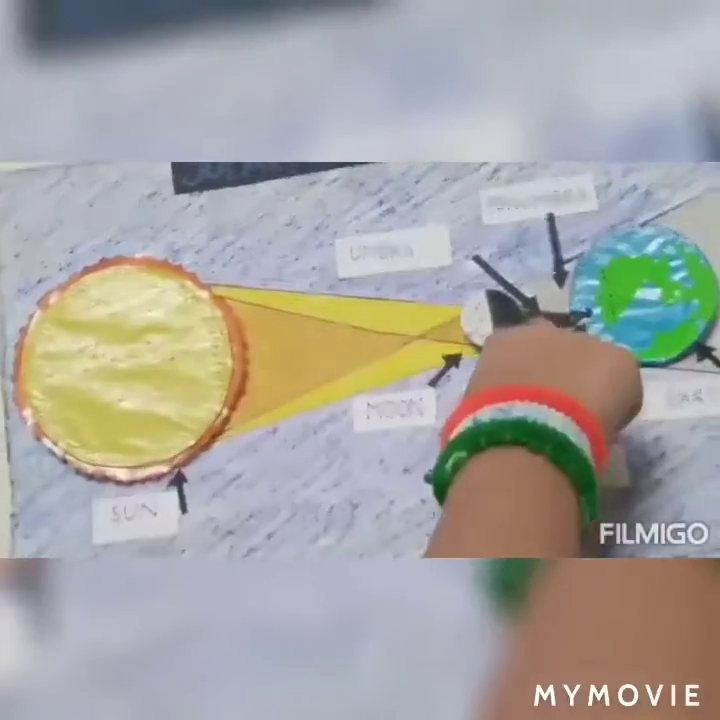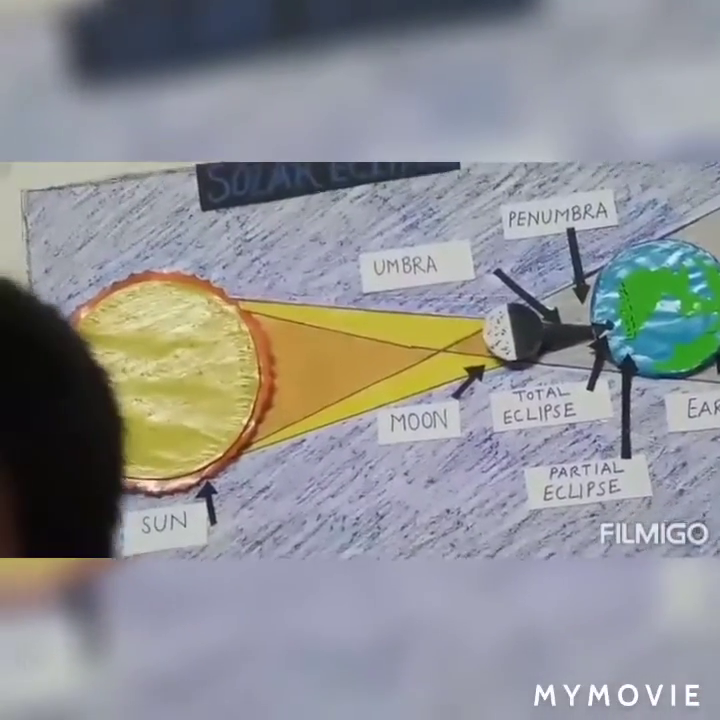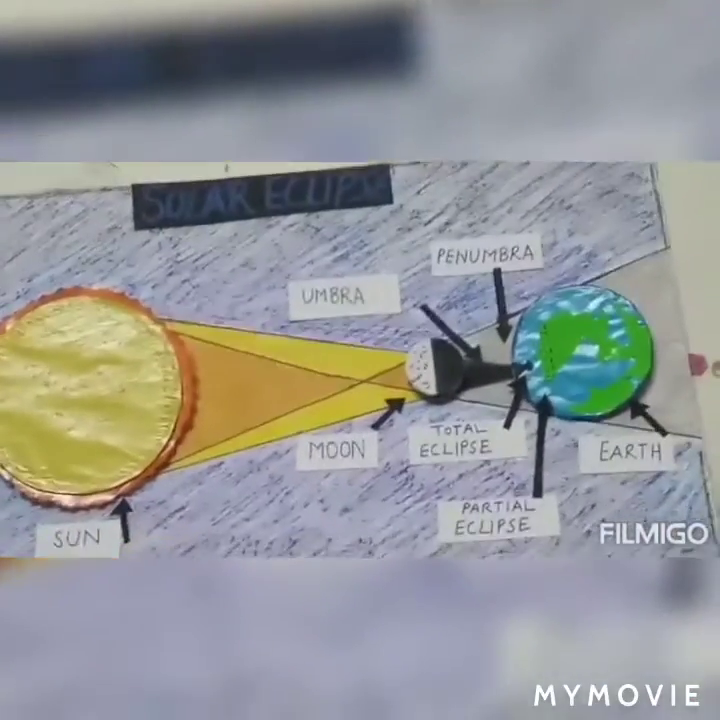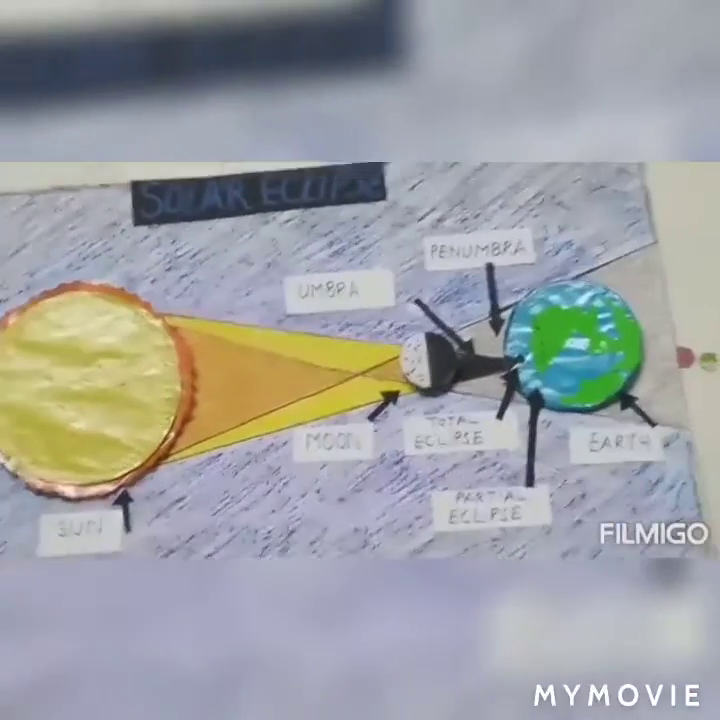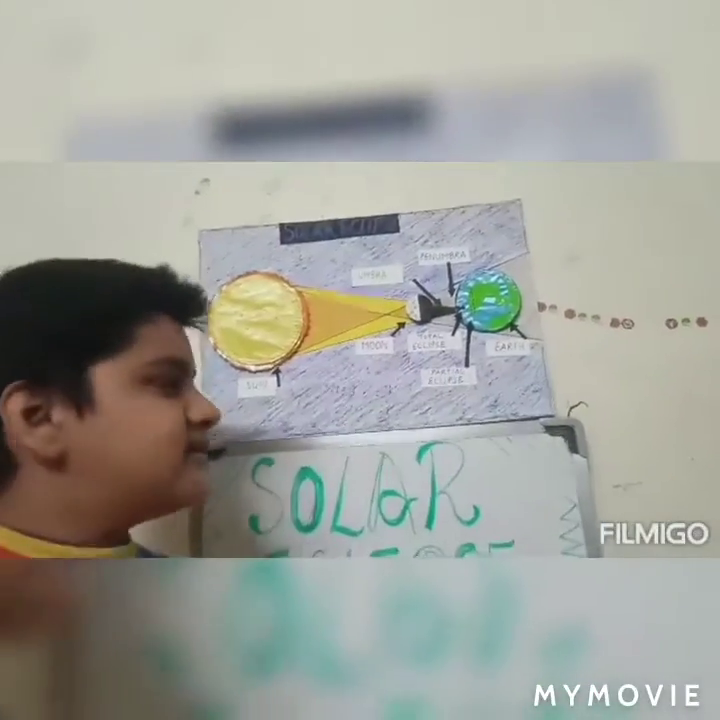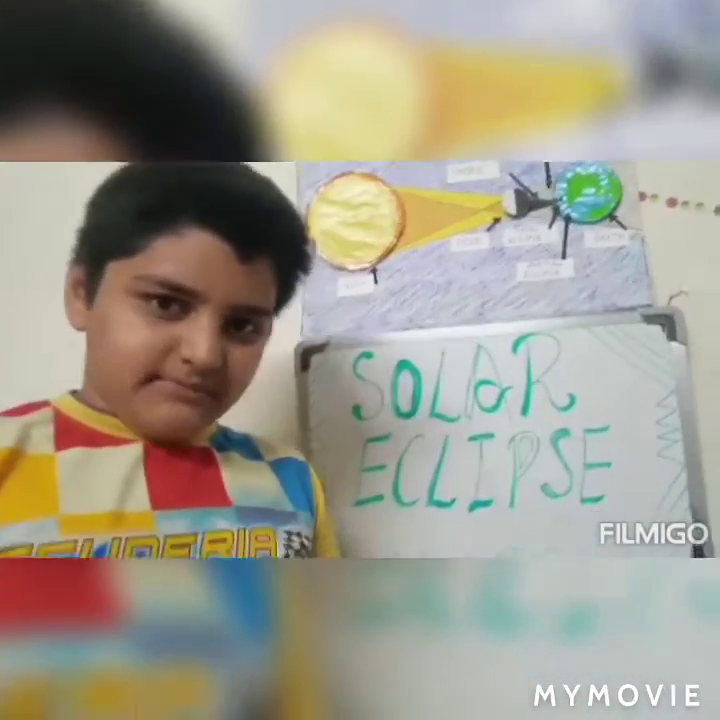Umbra. Umbra is the center dark portion of the shadow. The moon's umbra causes total solar eclipse. Penumbra. Penumbra is the light outer part of the shadow. The moon's penumbra causes partial solar eclipse.